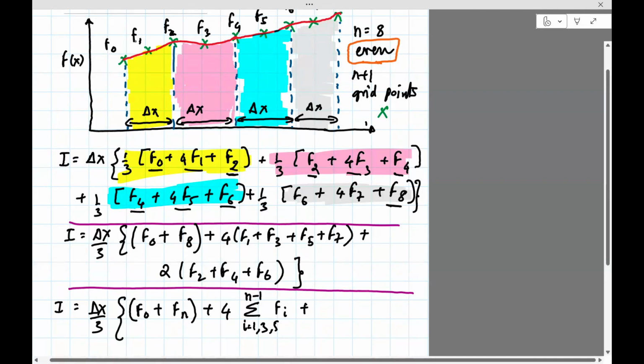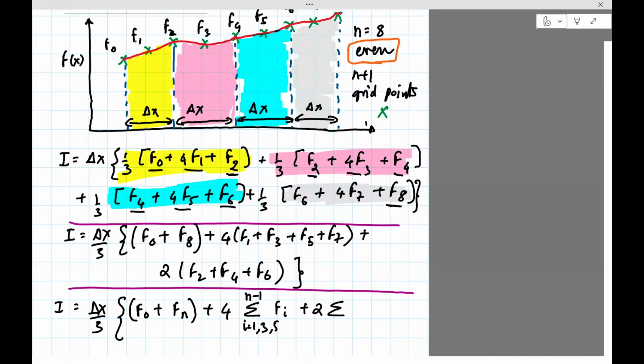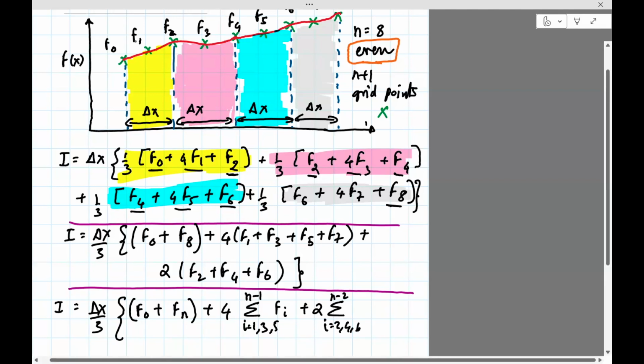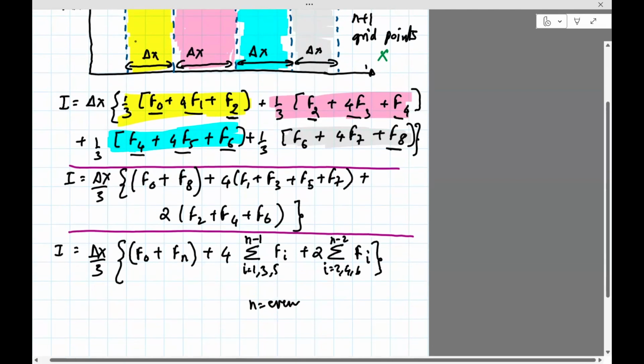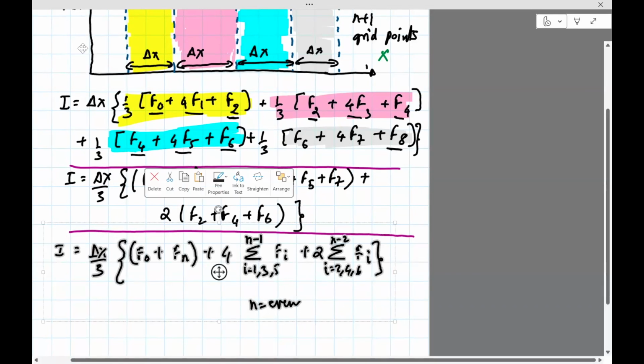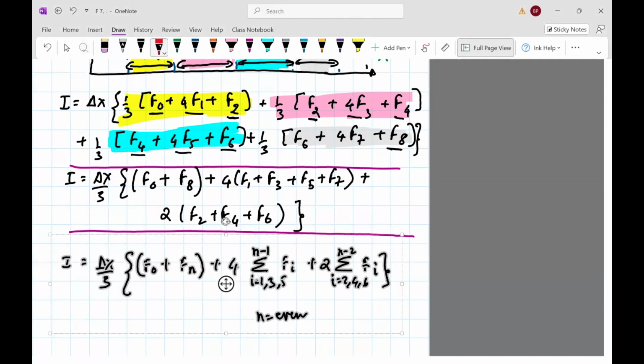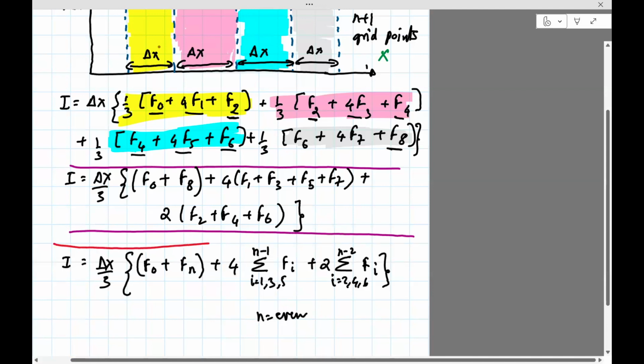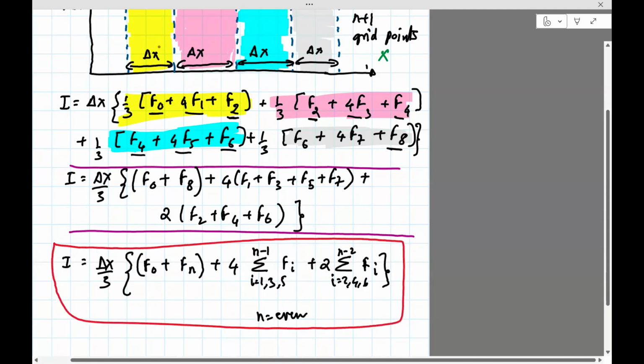Fi plus twice summation. Now you can see what you see there is 2, 4, 6. You don't get the last one. The last number doesn't show up. So we'll write this as 2, 4, 6 all the way to n minus 2, Fi. Okay, so that is the formula to use. This is the formula you have to use, and just remember that n has to be even.